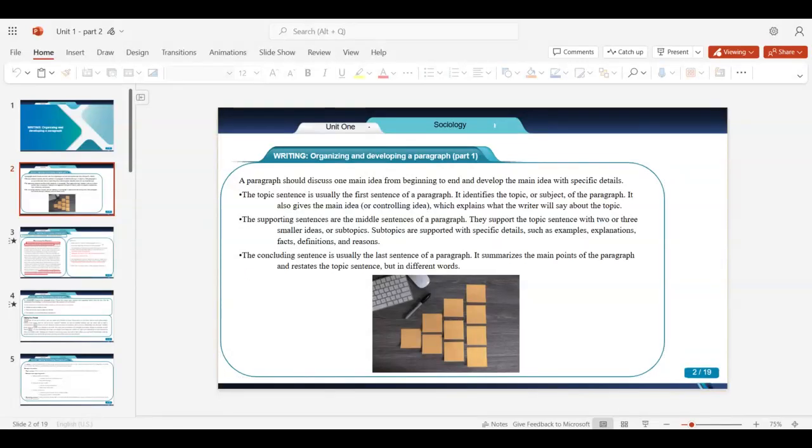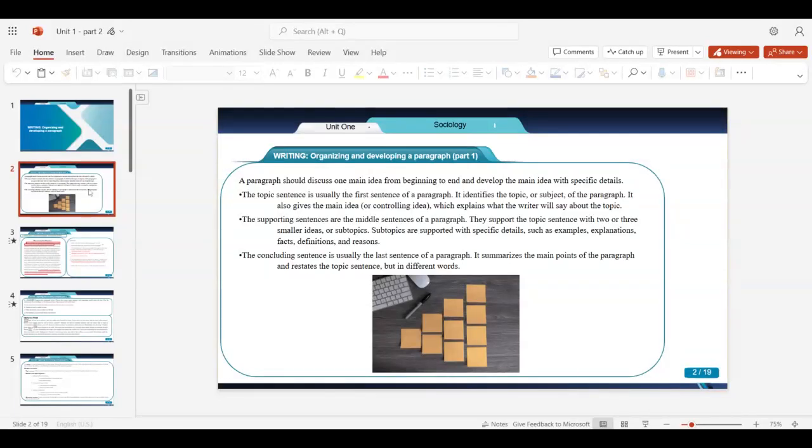The last part is the concluding sentence, and the conclusion is usually the last sentence of a paragraph. It summarizes the main point of the paragraph. Summarize means it closes up all the talk and sums up the paragraph. And in the conclusion we usually restate the main idea again, but in a simple way, in different words. In different words, we agree with our main idea in conclusion.